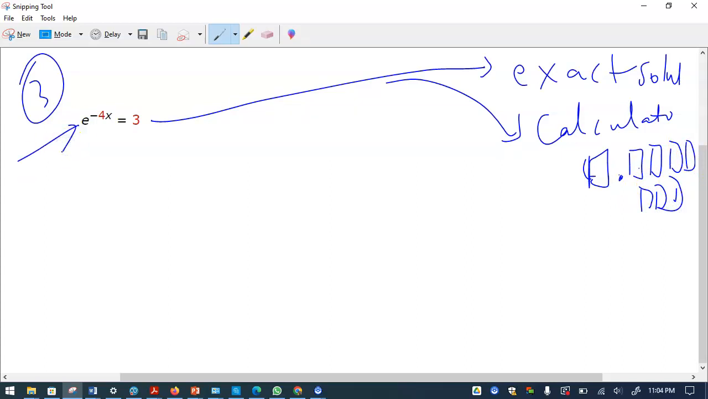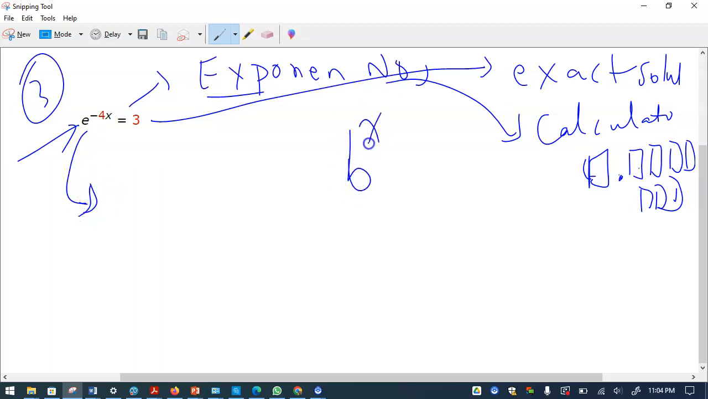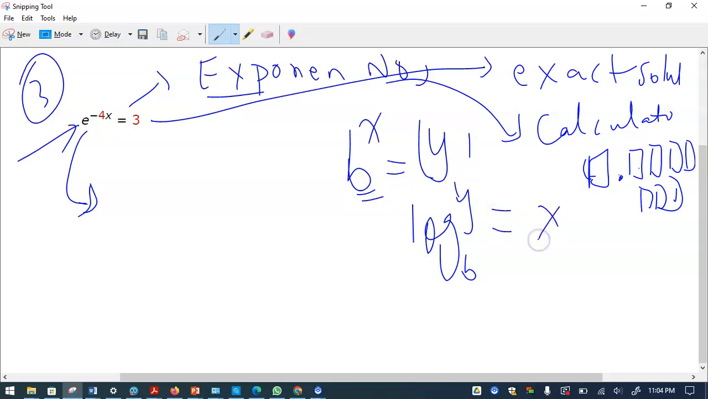So the question is, can we use exponents only to figure out exponents? No, that's not possible. So the best way is to convert this into logarithmic form. That means b raised to x is y, which means the logarithm of the output y to the base b is the input x. So that's what we are going to do.